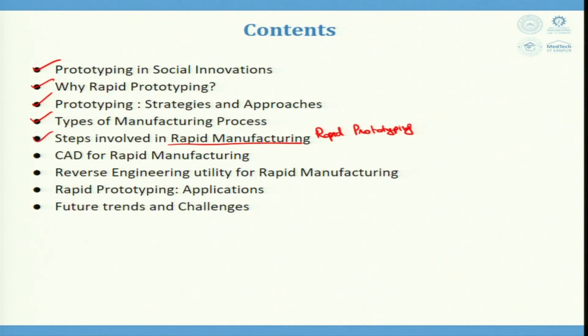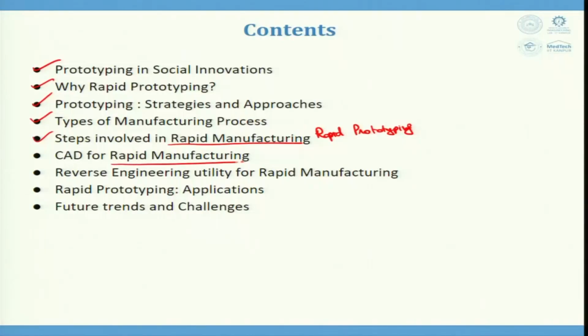though prototyping was the only term when it was used for the initial feel of the product being developed; that is known as rapid prototyping. When this rapid prototyping technique is used for the further manufacturing of a large number of components, that is also called rapid manufacturing, or nowadays additive manufacturing. Then we have reverse engineering utility for rapid manufacturing, rapid prototyping applications, future trends and challenges.